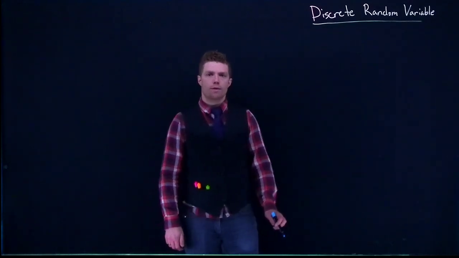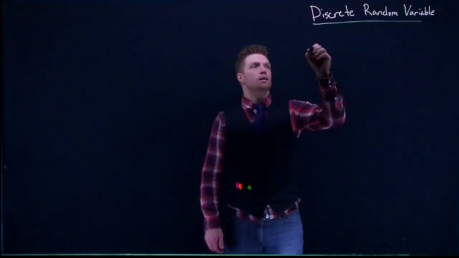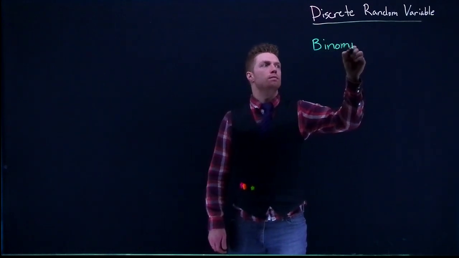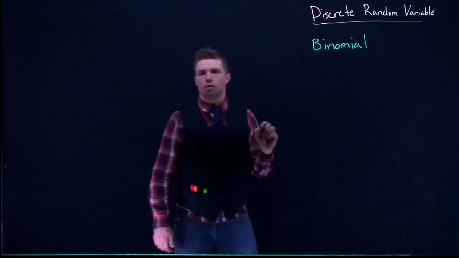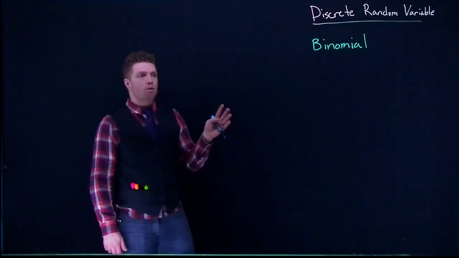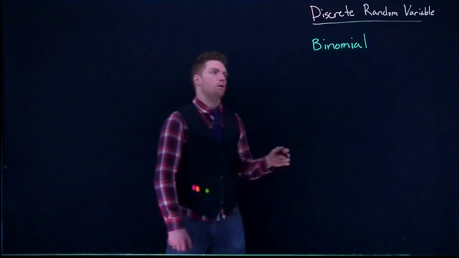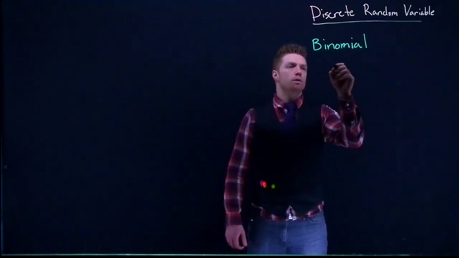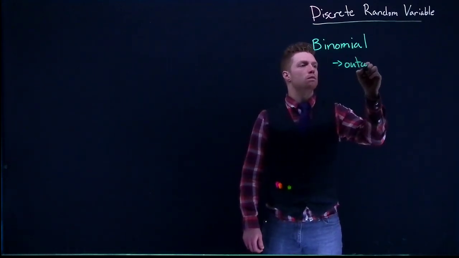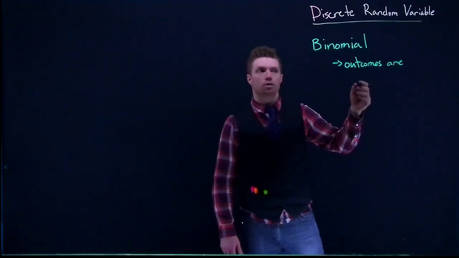Another type of discrete random variable distribution that we might run into that is very useful is our binomial distribution. Binomial distributions are still discrete random variables, but the outcomes and some of the requirements are a little bit different than we've talked about before. In our binomial situation, the outcomes are defined as either successes or failures.